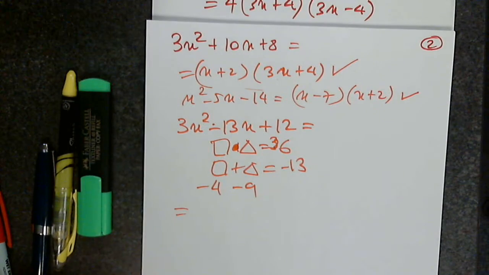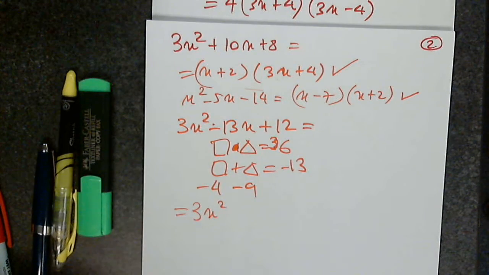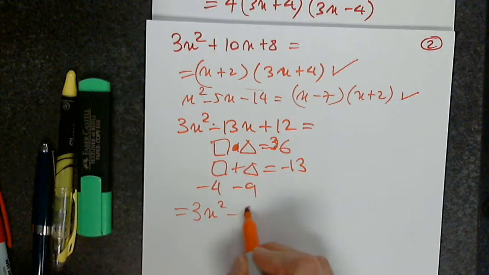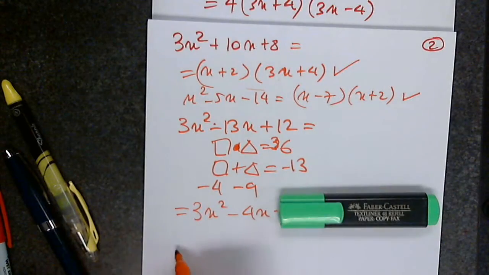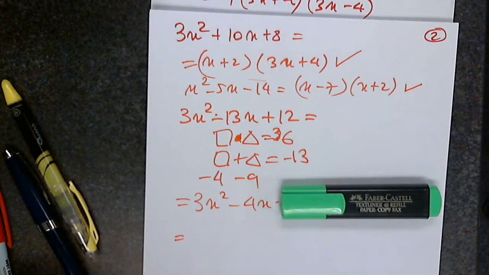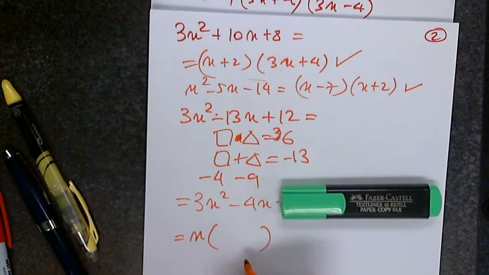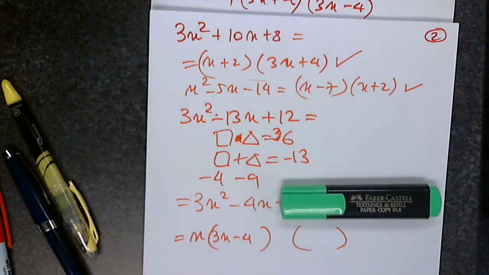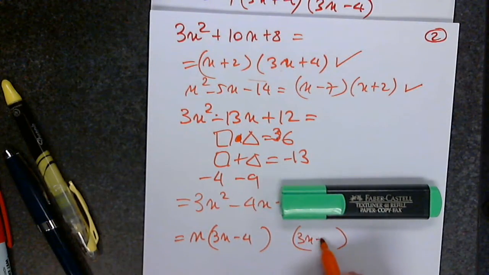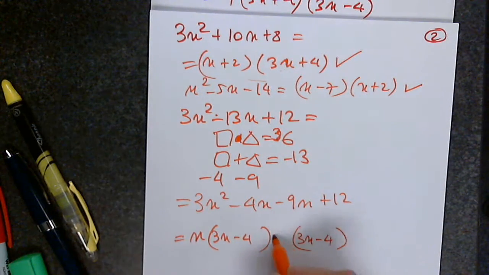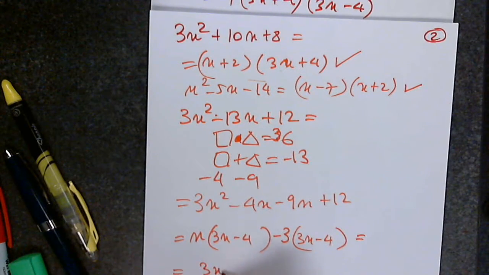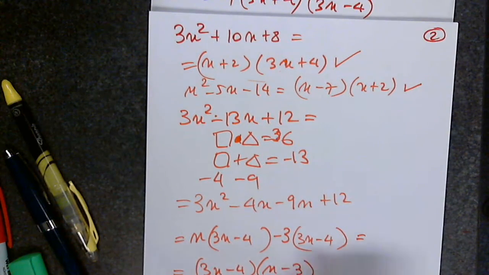Okay, can anyone dictate the next step? It's 3n squared minus 9n, very good, minus 4n, and plus 12. What happens next? Pull out the greatest common factor, which is n, very good. What is left in parentheses? 3n minus 4. Good. What has to come out from the other two? 3n minus 4. Good. And now what goes in front? Plus 3. Careful. Oh, minus. Good. So then 3n minus 4 times n minus 3.